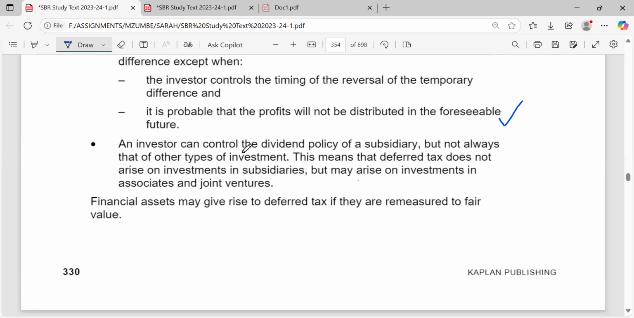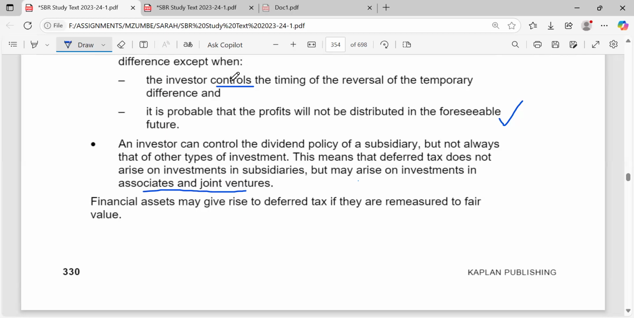Lastly, an investor can control the dividend policy of a subsidiary. We are speaking of this control now. How should you know that the investor has control or not? An investor can control the dividend policy of a subsidiary, but not always that of other types of investment, right? This means that the deferred tax does not arise on investments in subsidiaries, but may arise on investments in associates and joint ventures because of this principle here, right?